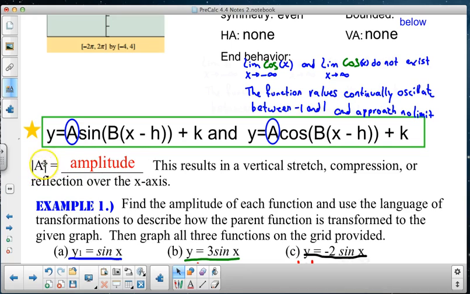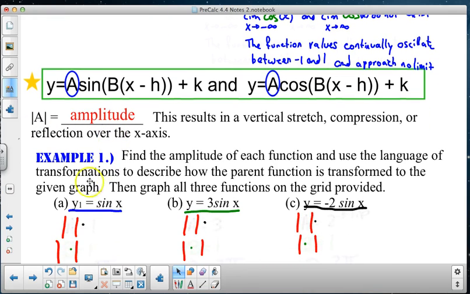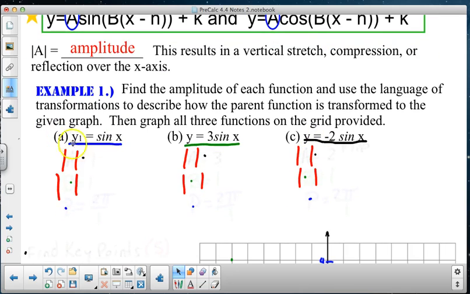The value of A, the absolute value, is considered its amplitude, and that's the distance it is away from its axis. Now, to find the amplitude of each function and use the language of transformations to describe how the parent function is transformed to the given graph, then graph all 3 functions. Well, let's describe it. Right now in this general graph, A is 1, so the absolute value of A is 1. B happens to be 1 as well.